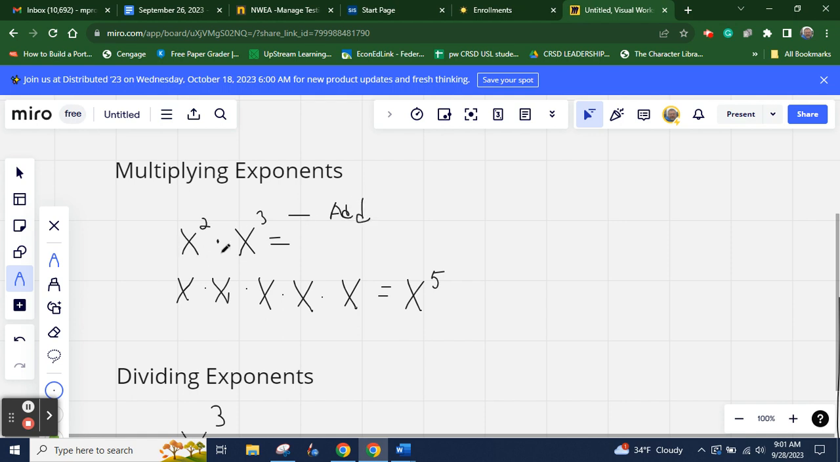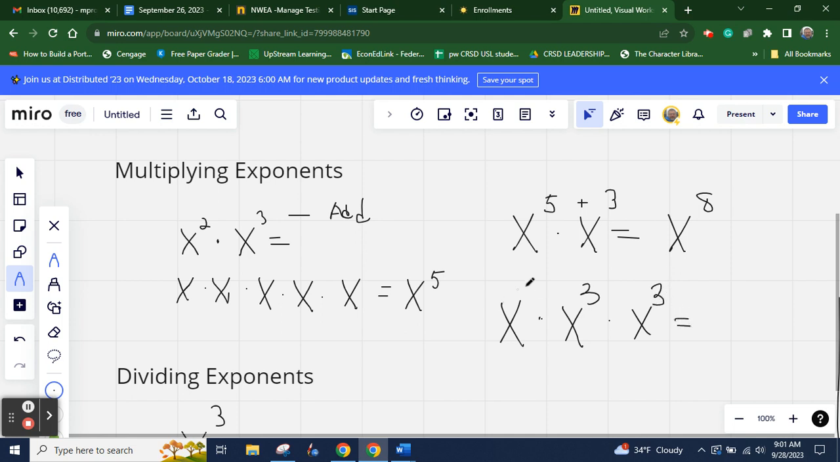So when we're multiplying exponents, we add them. If we had something that said x to the fifth times x to the third, that would give us the answer x to the eighth, because we just add them. If we had something like x times x to the third times x to the third, this one can be a little tricky because there's no number here, but we know it's a 1. And then we would just add them: 1, 3 is 4, plus 3 is 7. That would be x to the seventh.